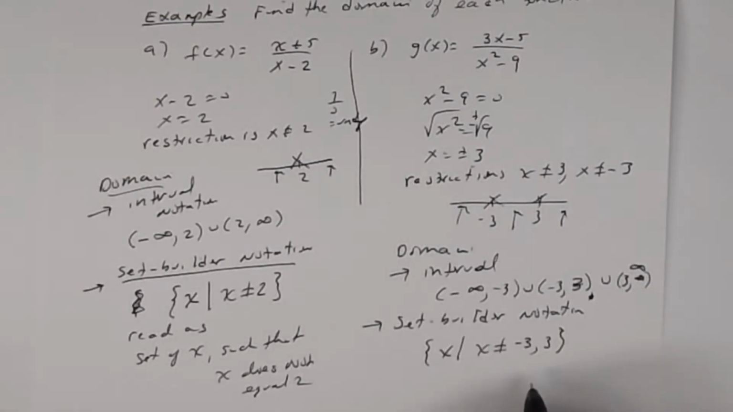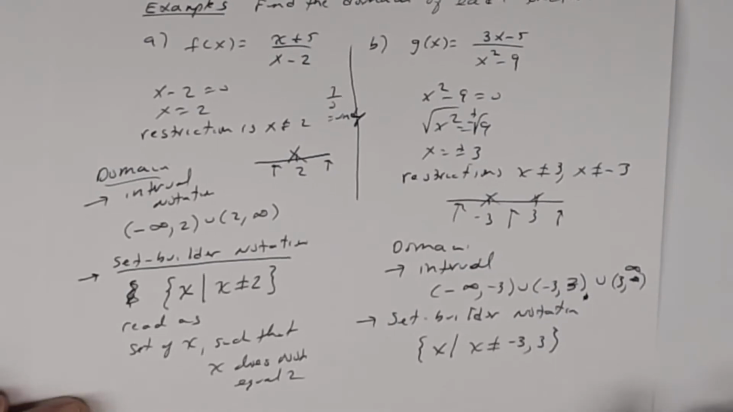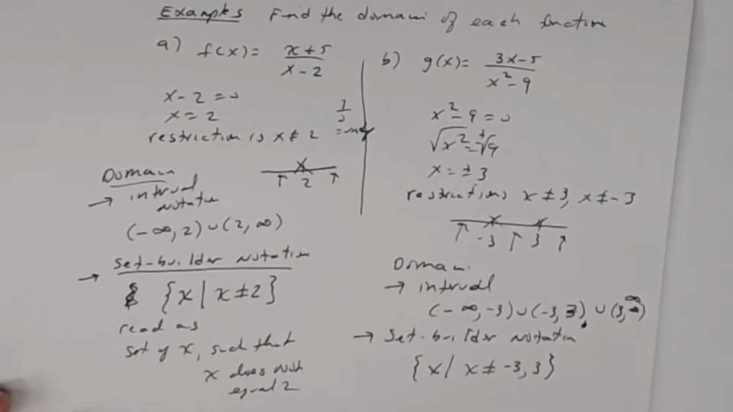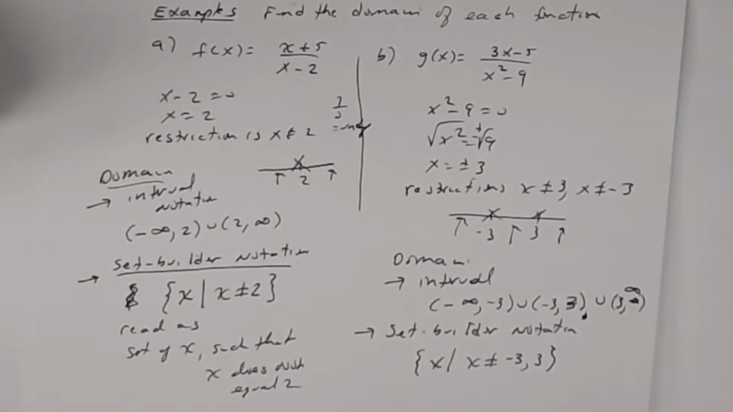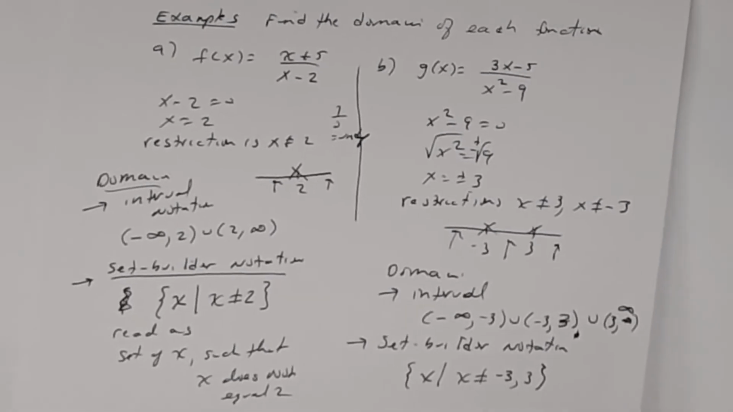And that's all you do. So it'll be any real number except those two. And that's what you found here. So your domain is going to be any real number except negative 3 and 3. Any real number except negative 3 and 3. Okay? All right, so that was a quick review of what you did in a previous lesson.